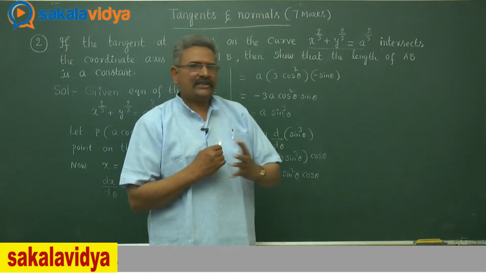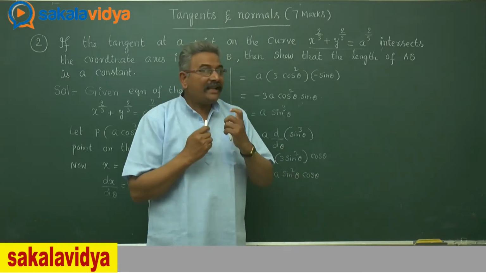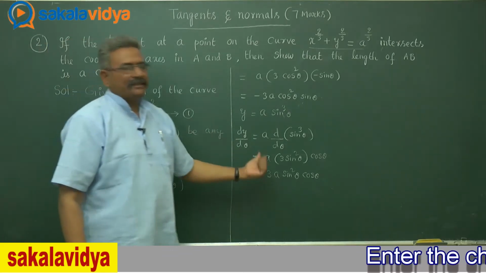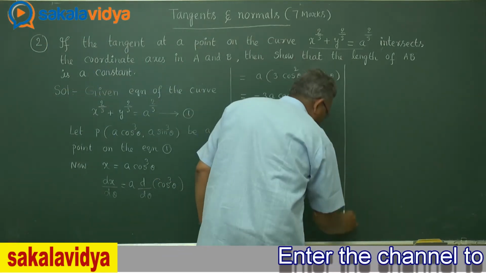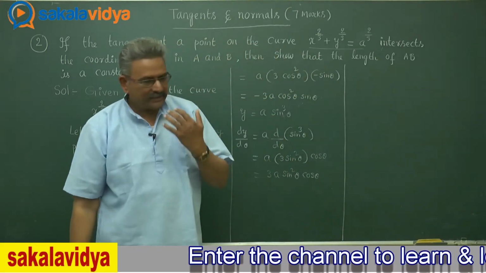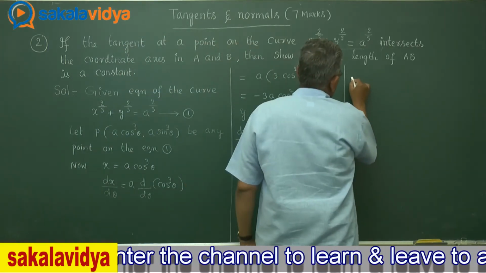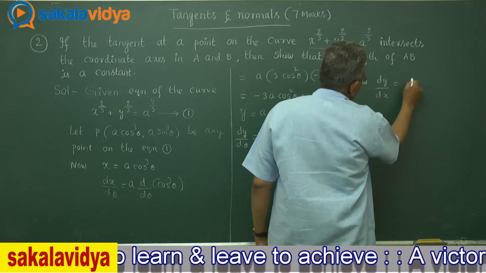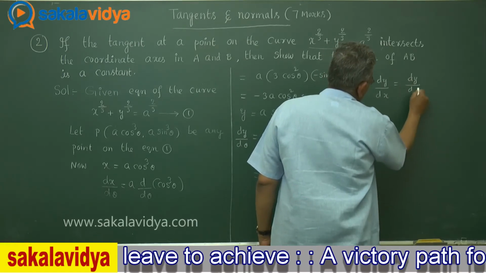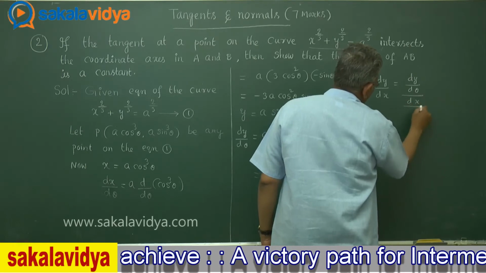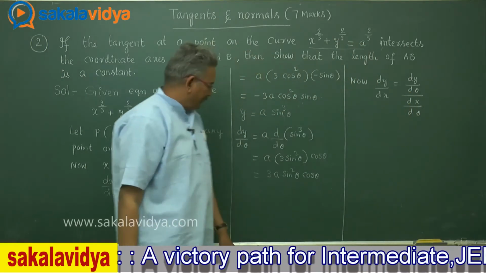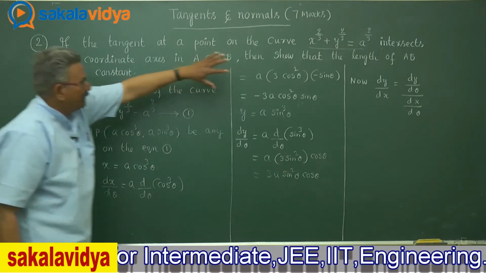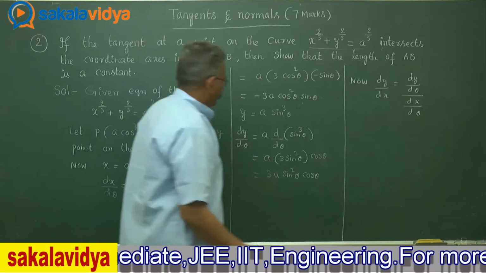This is actually called parametric differentiation. Our aim is to find dy/dx with the help of dx/dθ and dy/dθ. We know that in parametric differentiation, as we have already discussed in derivatives, dy/dx can be written as (dy/dθ) over (dx/dθ). That means dy/dθ is divided by dx/dθ, so as to get dy/dx.